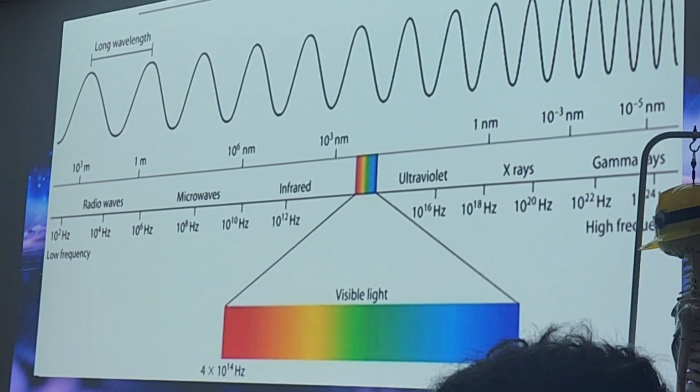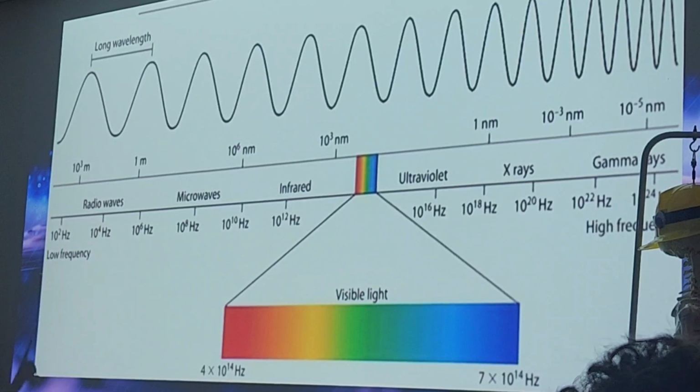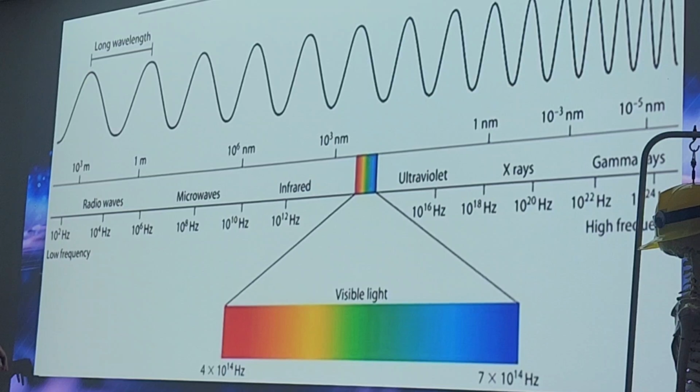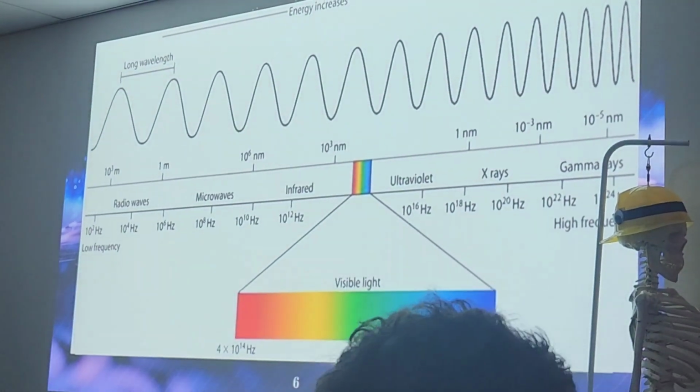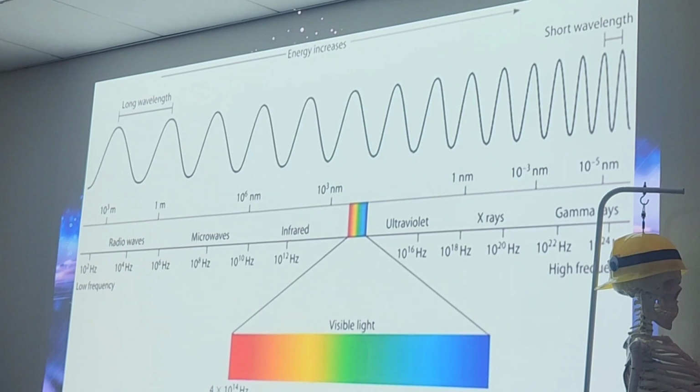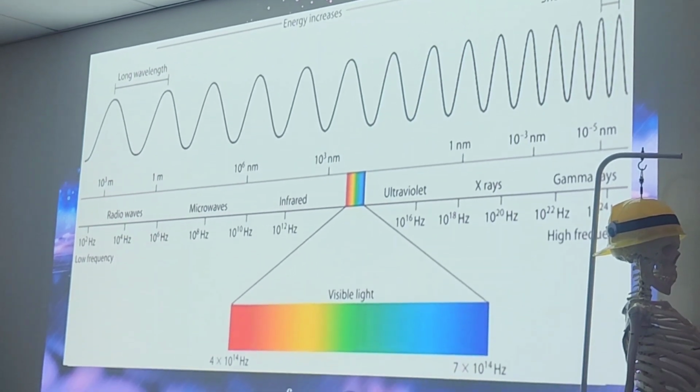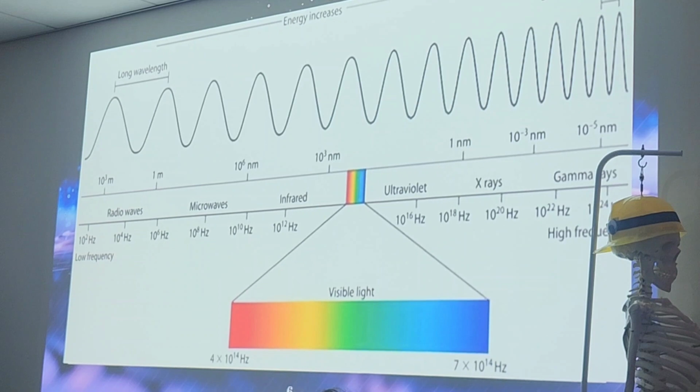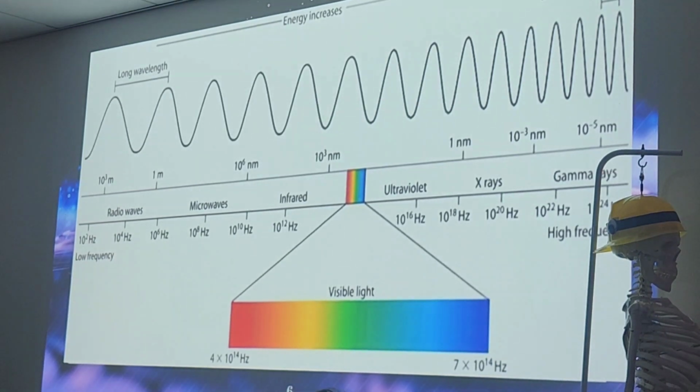Longer wavelength has lower frequency and lower energy. And then what about shorter wavelength? Higher frequency and more energy. And what has a direct relationship? Frequency and energy are direct. And wavelength and frequency are inverse, or indirect.